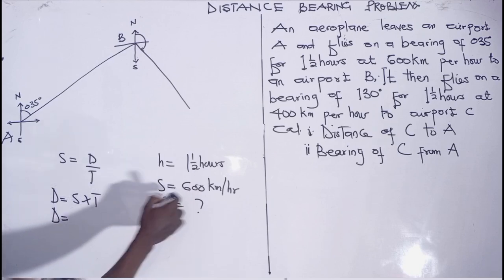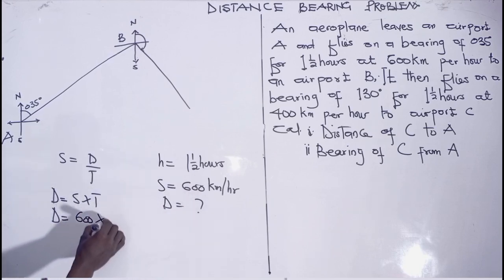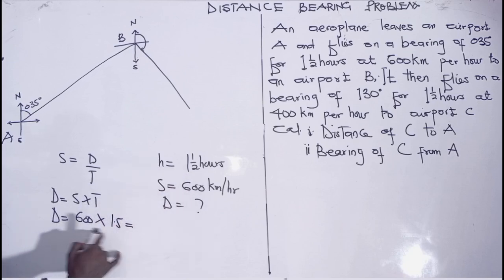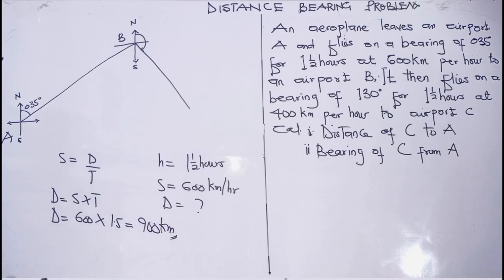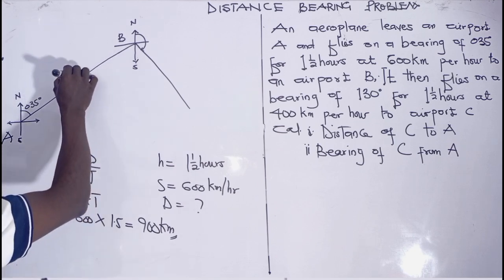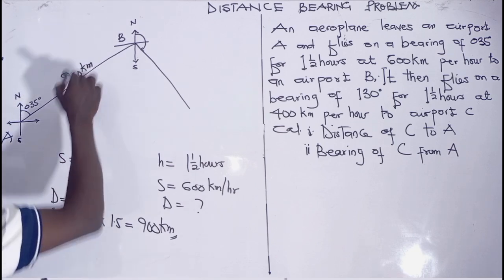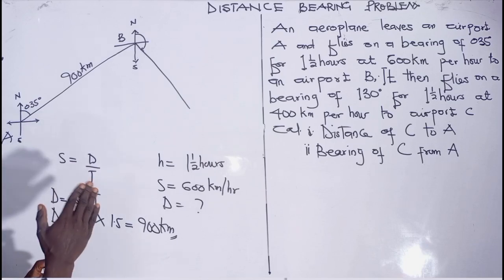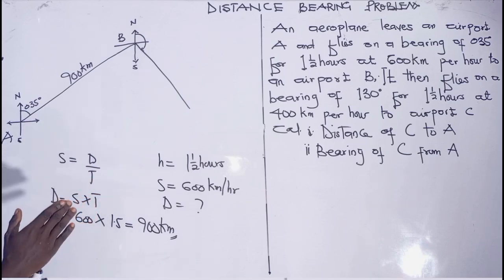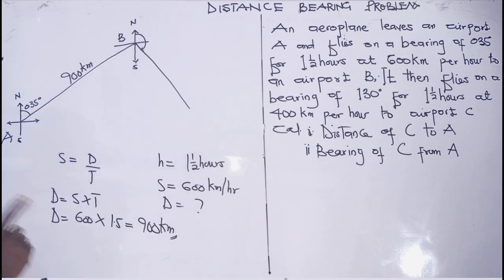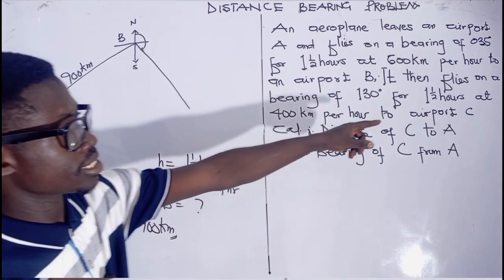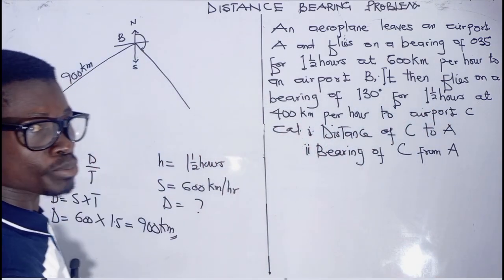Our speed is 600 kilometers per hour, and our time is 1.5 hours. Now when you simplify, you are going to get 900 kilometers. So it means that the distance that the airplane flew from port A to port B is 900 kilometers. Now we also don't know the distance that the plane flew from port B to port C. But what we know is the hours that he flew, and the speed that he flew with.